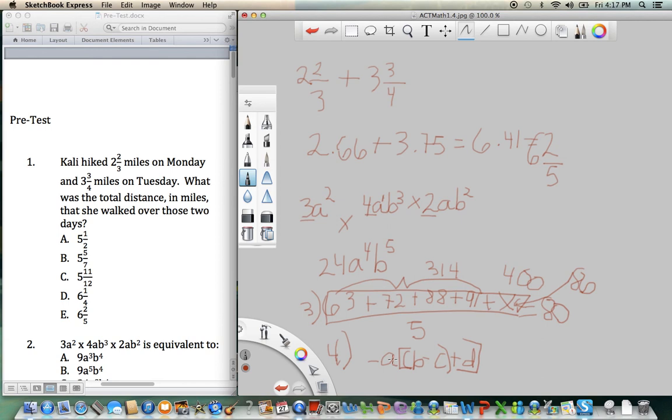Rarely will they ask you to distribute a positive number. So negative a times positive b is negative ab. Negative times a positive is negative. Negative a times negative c is positive ac. 2 negatives make a positive. And then you are going to distribute it to that last term here. Negative a times positive d is negative ad. And there you go. That should give you choice C.